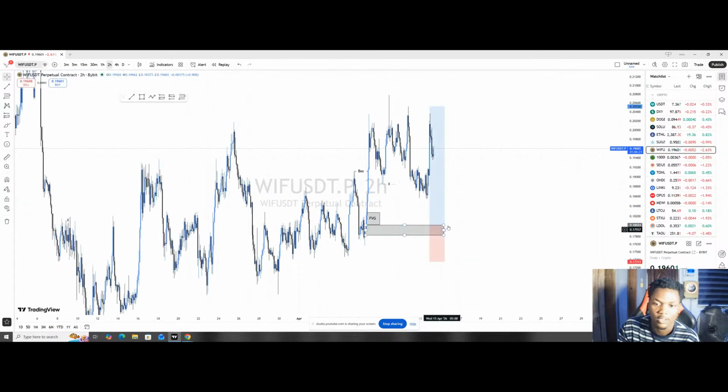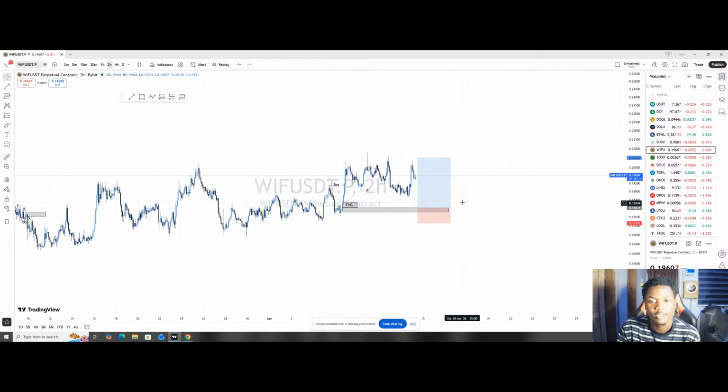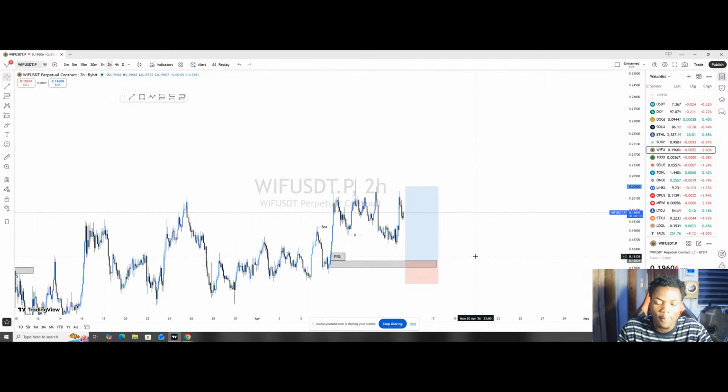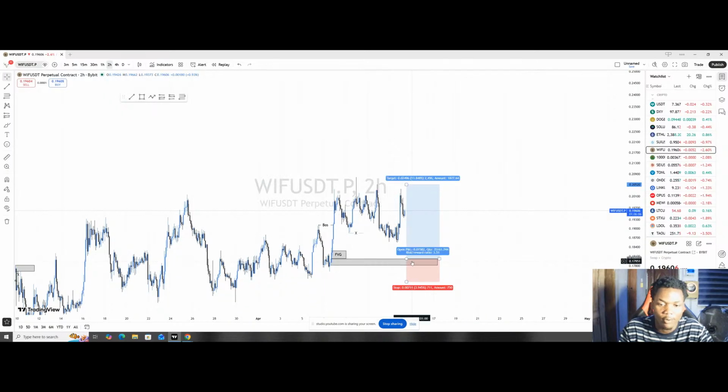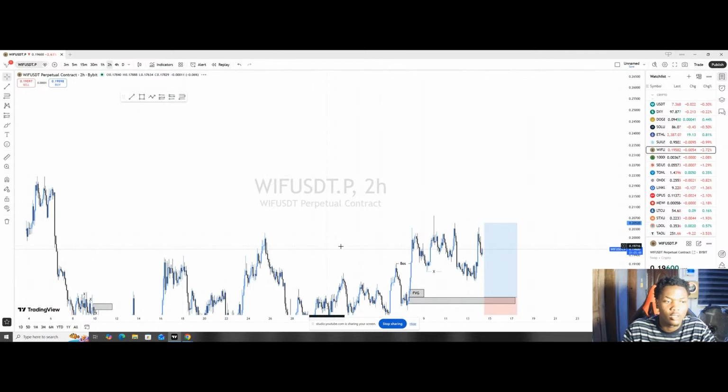Let's see. So on this pair, we actually missed entry. The market was coming down to our order block before, but unfortunately the market did not tap us in before going back up. So I'm going to cancel this trade, but it is still valid though, because market is okay. Let me go to the higher time frame and see.